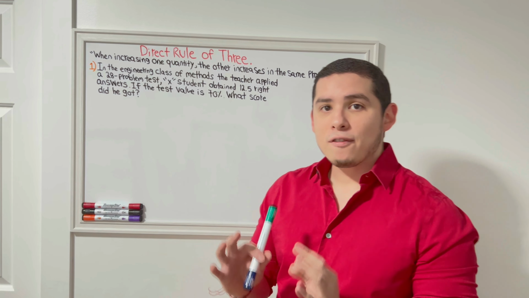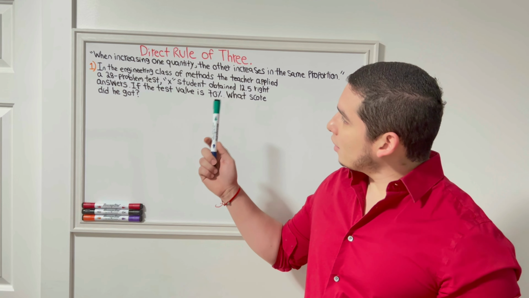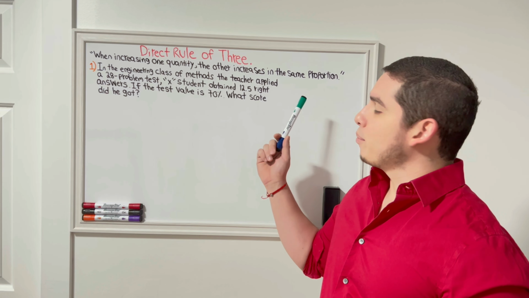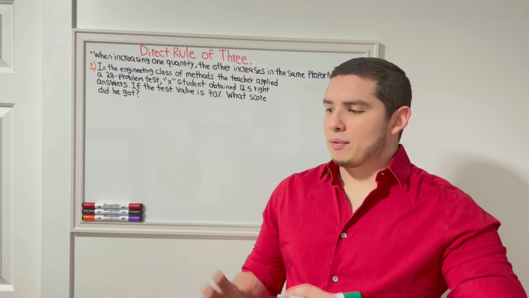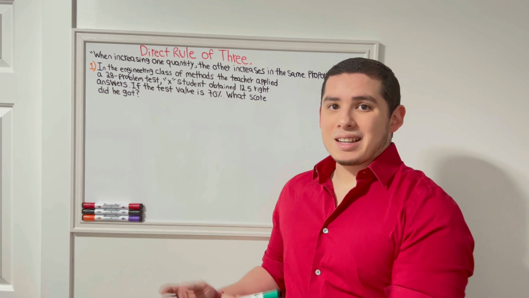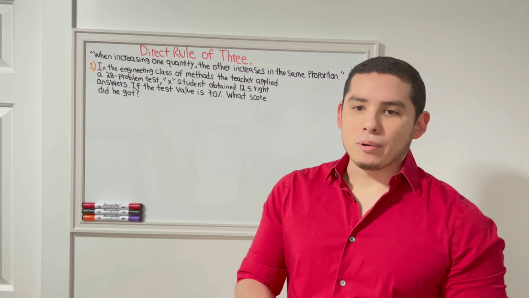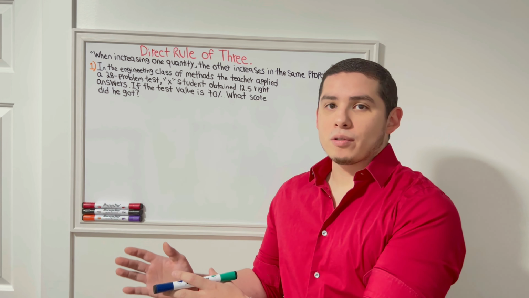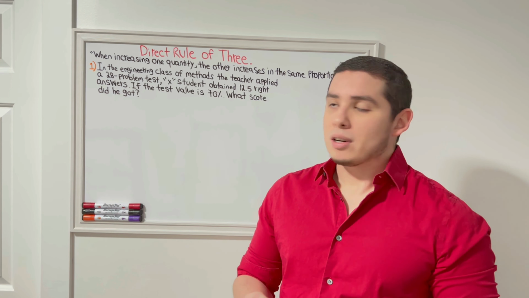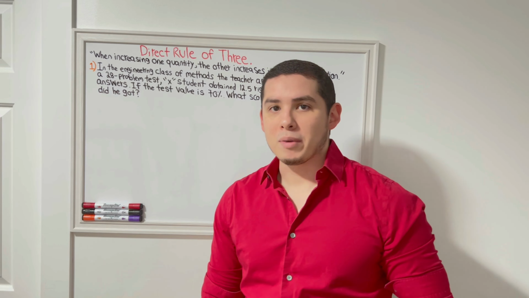Anyway, by definition, what is a rule of three? It's when increasing one quantity, the other increases in the same proportion. So basically, if you have two variables and you increase one, the other one should also increase in the same proportion. If one variable decreases, the other one should also decrease in the same proportion. It's gonna be a little bit more clear if we solve this problem. Do it with me, please.